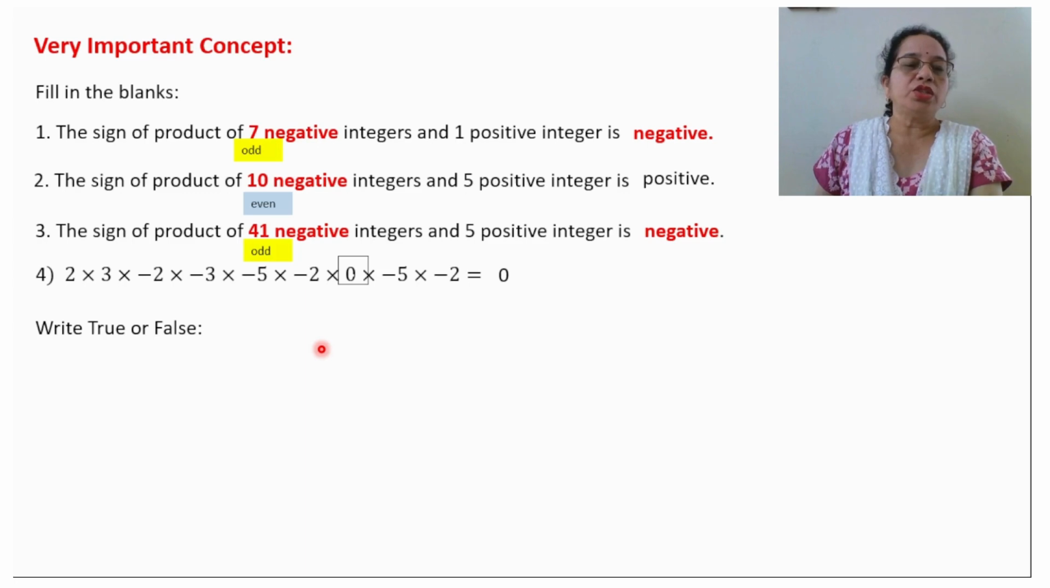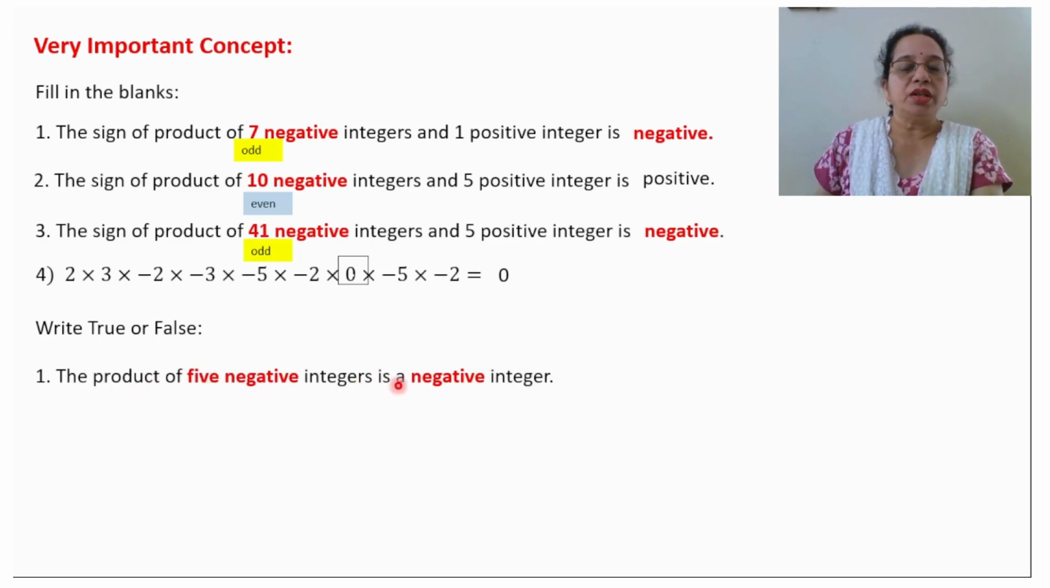Now the next one is true and false. The product of 5 negative integers is a negative integer. So 5 is an odd number. Odd number means the answer will be negative. So it is a negative integer. Statement is true.